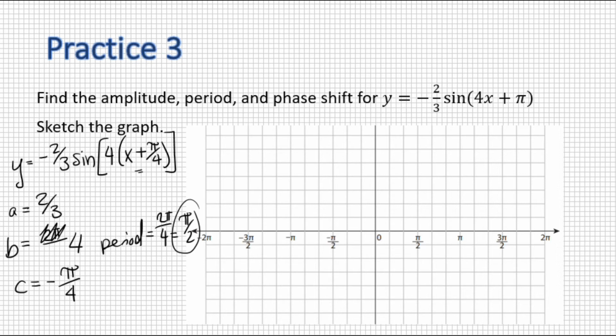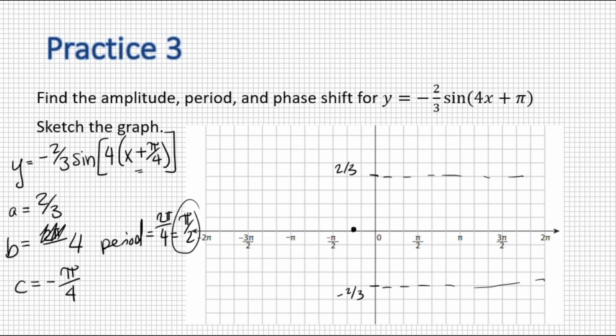So what type of graph? It's a negative sine graph. So I can start on 0 this time. So I know my starting point will be negative pi over 4, which is right here. I'm just going to arbitrarily call this positive 2 over 3, and this is going to be negative 2 over 3. So there's my range.